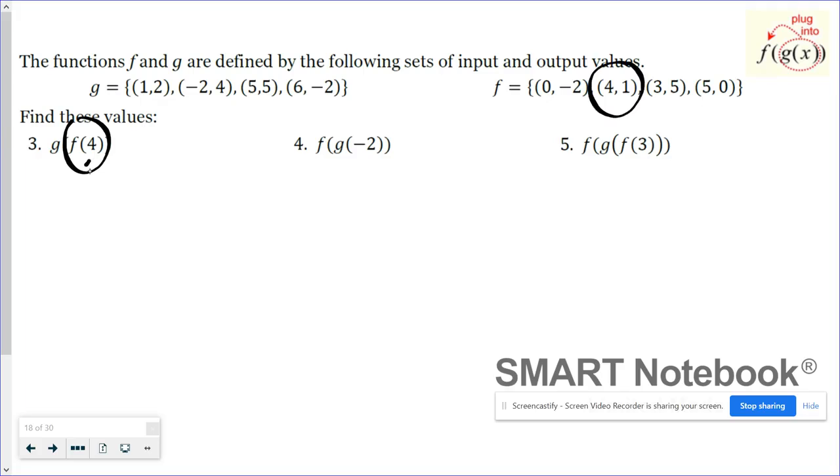So the answer to f of 4 is 1, because when x is 4, f is 1. So then this is now g of 1. g of 1, find it in the set, is right here. So this has an answer of 2.